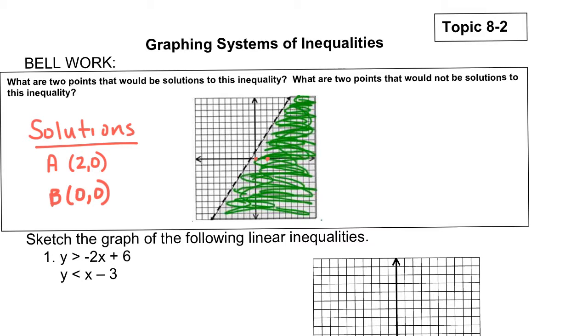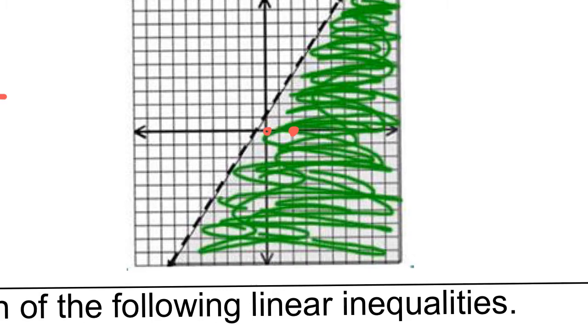Two solutions that I picked out were the points (2, 0) and the origin because they are in the shaded area of the inequality. However, two solutions that would not work are any point on the dotted line. So the point (1, 0) would not work because it is on the line, and because the line is dotted, it is not a solution because it is not something that will make the inequality true. Anything outside, like this point right here, (-3, 0), would not work because it's outside of the shaded area.